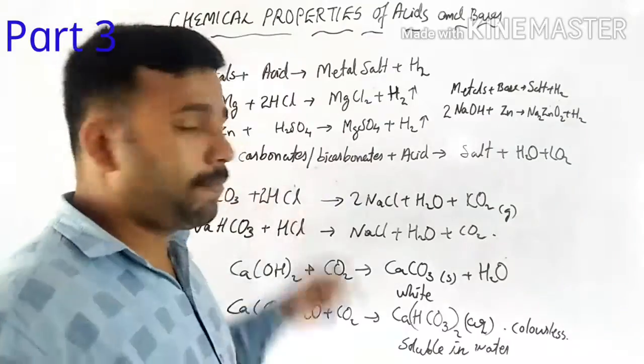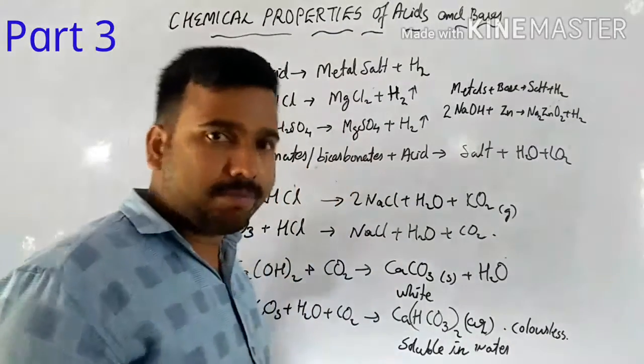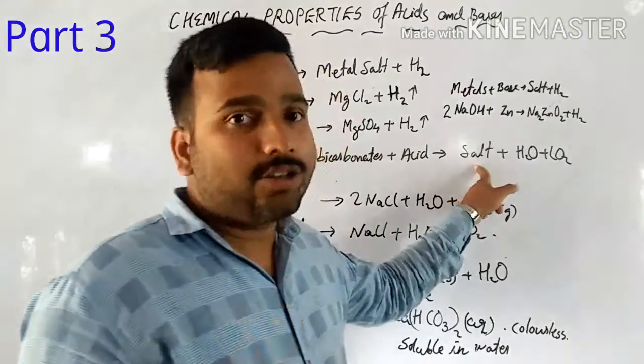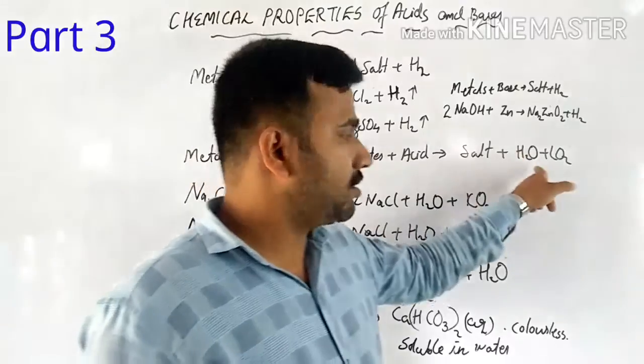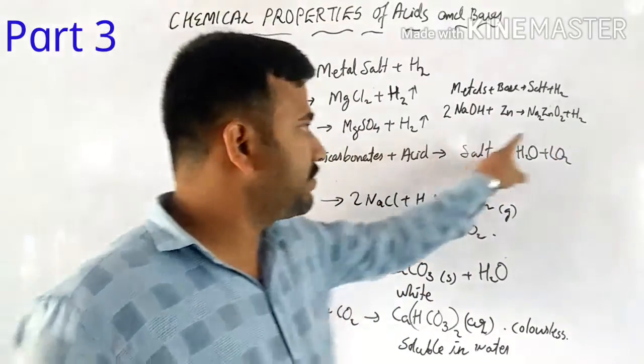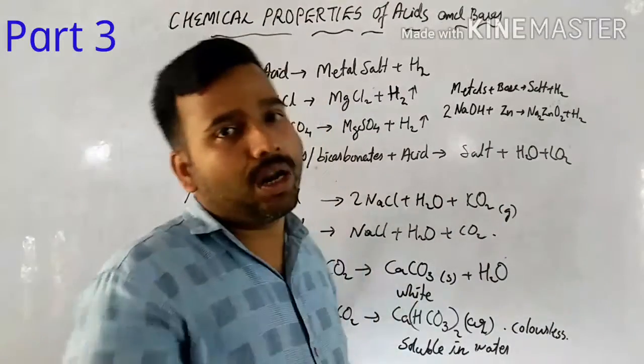And similarly, we can see the next property, metal carbonates or metal bicarbonates. What will happen when they react with acid? They will react to form salt plus water plus carbon dioxide gas. So this equation is very important. This is the general equation or general formula.